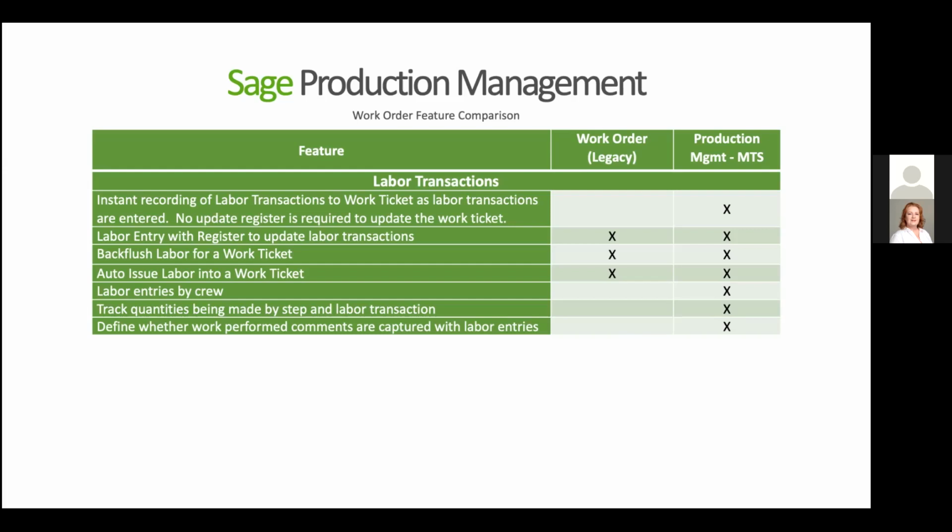A few more differences. We can actually do labor entries by crew. We can track quantities being made by step and labor transaction. We can define whether work performed comments are captured with labor entry. So we can capture comments, we can capture quantity completed. Now that's not actually a quantity completed, it's just a data identifier. We can track labor for a crew. So a lot of additional capabilities on where your labor is coming from and how you're transacting your labor and what you can actually do and track.